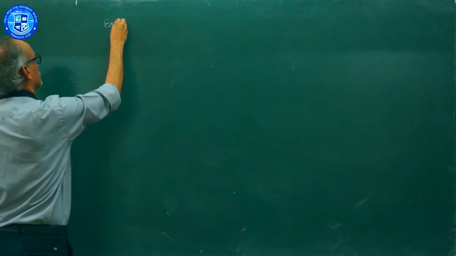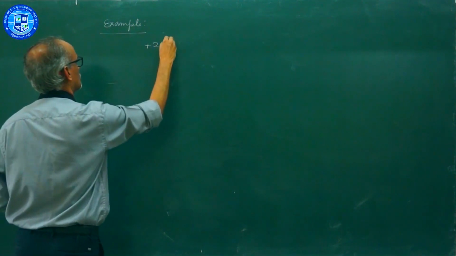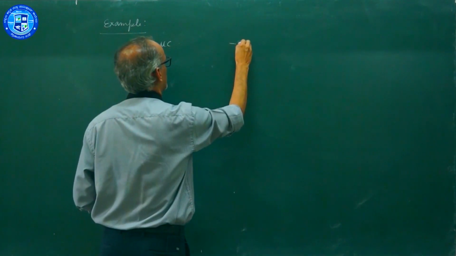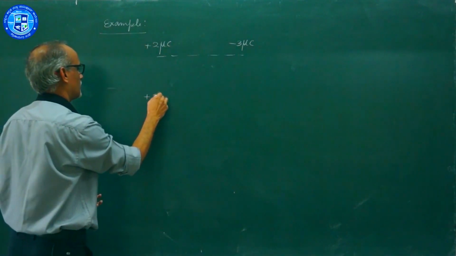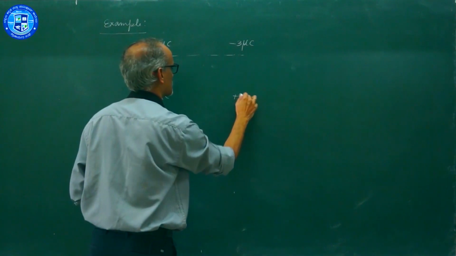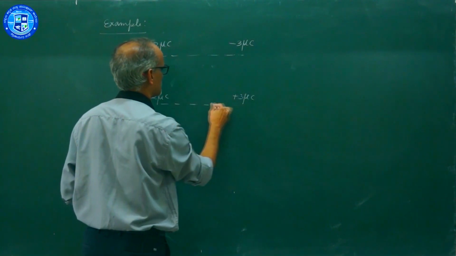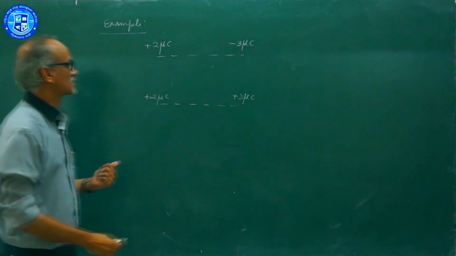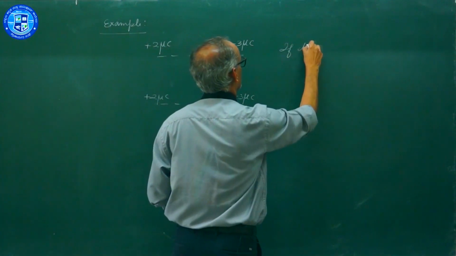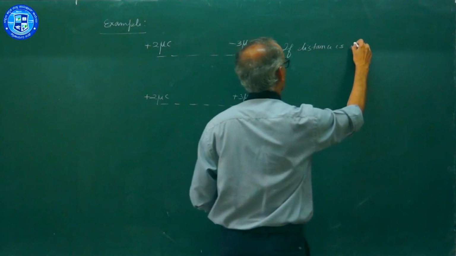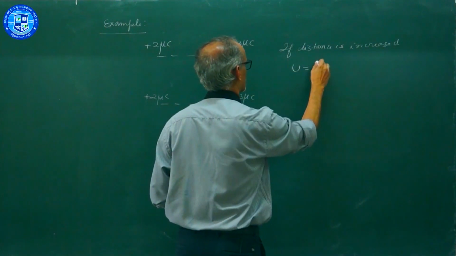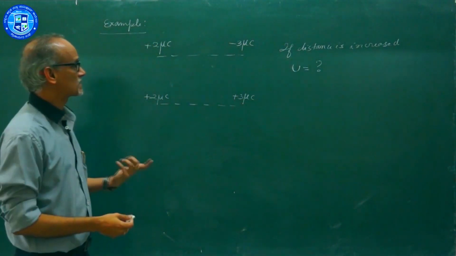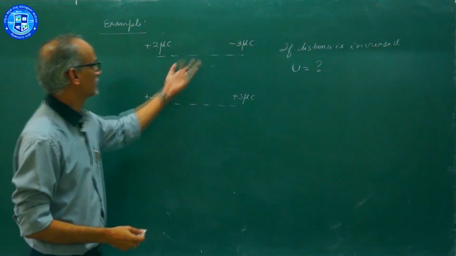So another example, if I take plus 2 microcoulomb and minus 3 microcoulomb separated by a certain distance, and then plus 2 microcoulomb and then plus 3 microcoulomb separated by a certain distance. In the first case, if the distance is increased, what happens to the potential energy? Whether it increases or decreases or remains same. That's what we have to find.